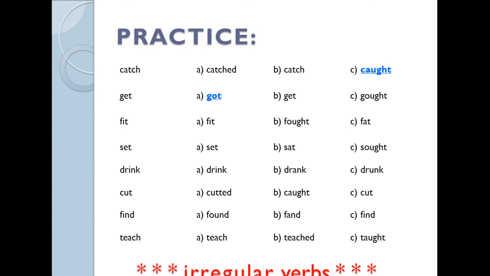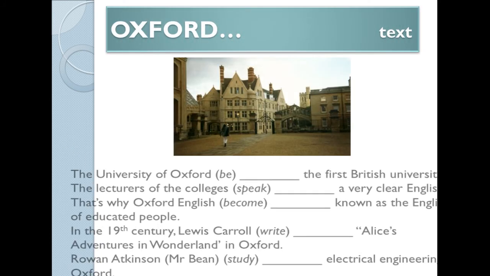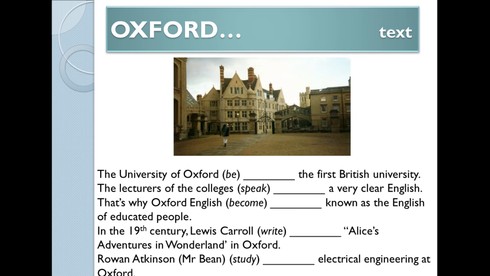Here you go. These are the correct answers. Make sure you got them all correct. If you did, great job. If not, let's go back and review. Here's our last exercise. Read the sentences. Notice the verbs in parentheses. Please write them in the correct form of the simple past on the line. Pause and write it on a paper. Let's check.